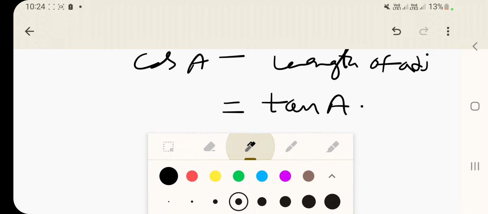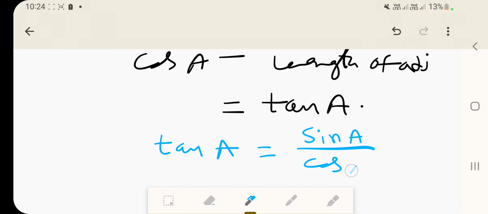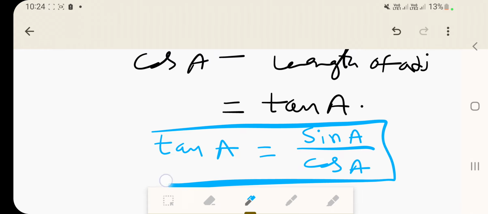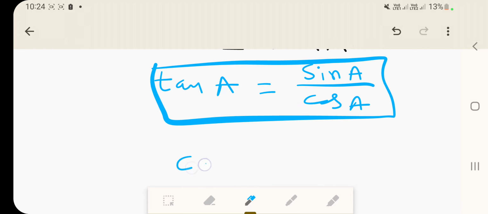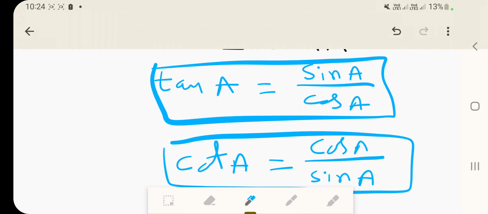So finally, you have to remember this: tan A is sin A divided by cos A. And we know that tan A is the reciprocal of cot A, so cot A we can write as cos A by sin A. These ratios are very useful. Tan A is sin A by cos A and cot A is cos A by sin A.